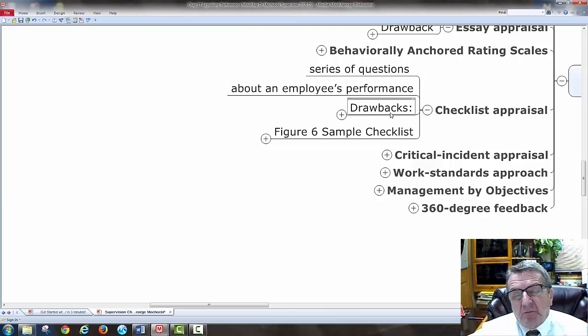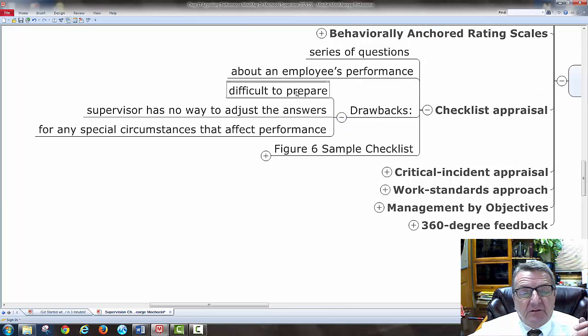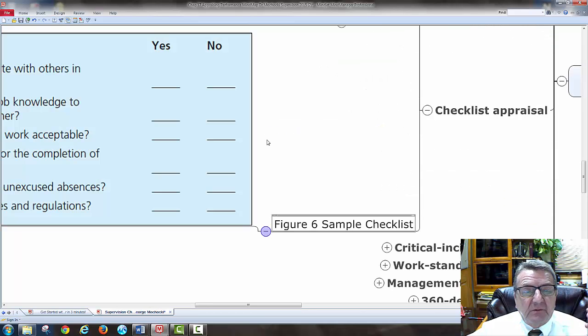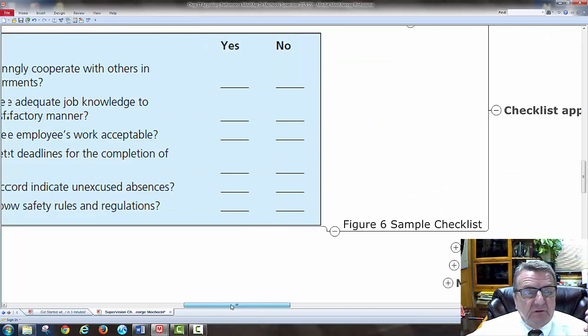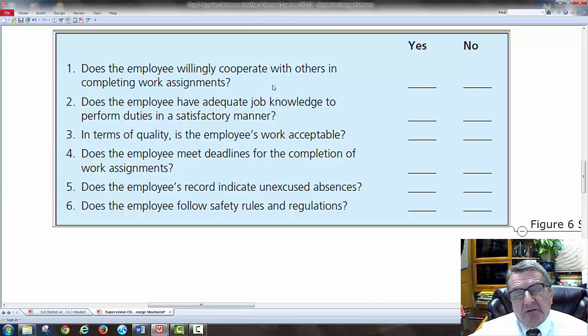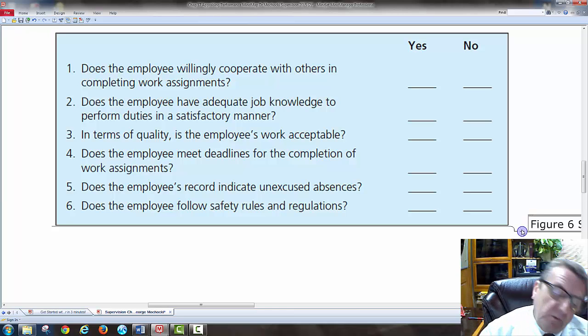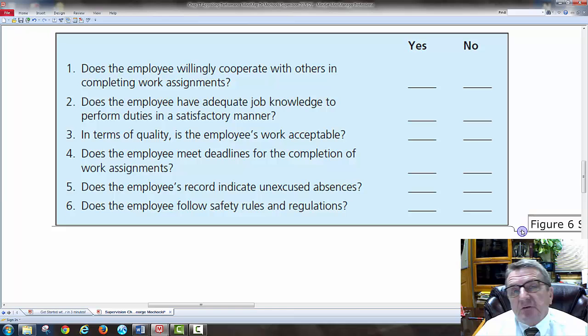Okay, checklist approach. Those are basically drawbacks of the checklist: difficult to prepare, and no way to adjust the answer to the circumstances. Yes or no, if I'm looking at this, does the employee really cooperate with others in completing work? The other individual could be a jerk or whatever. But it's real quick, boom, boom, boom, boom. A lot of times checklists are used for waiters or waitresses. Did she pick up this thing? Did she clean the work area? You check it off real quickly.